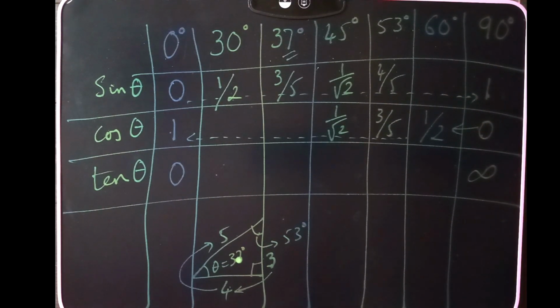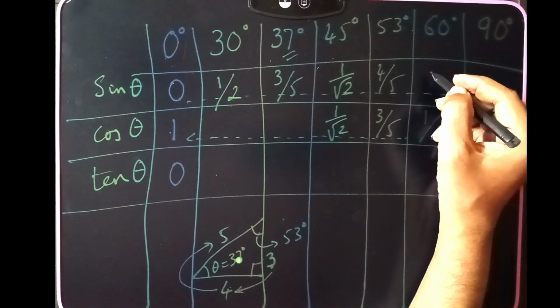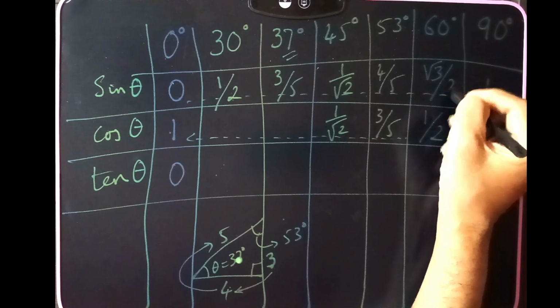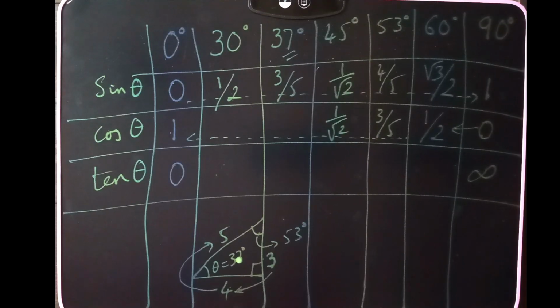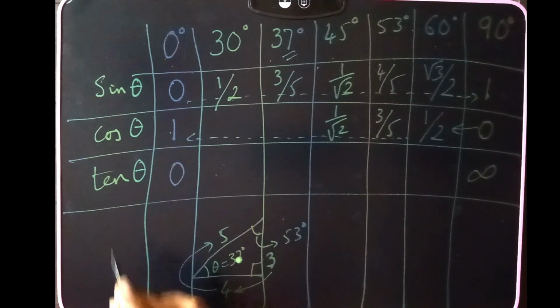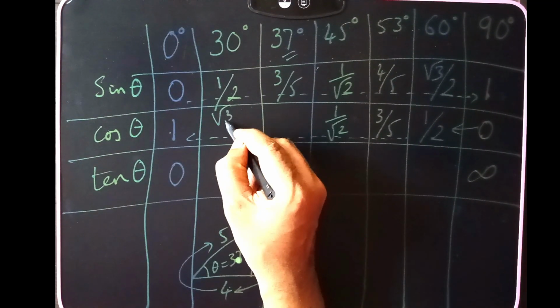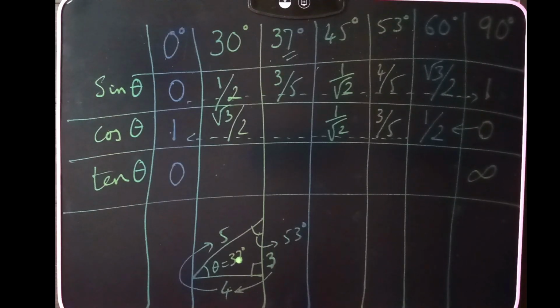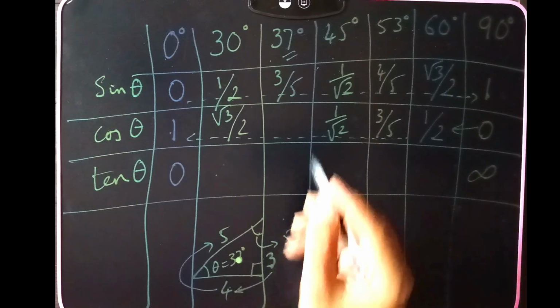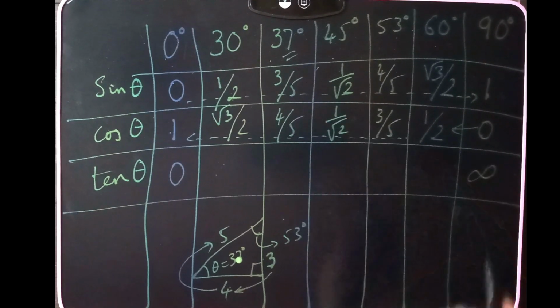Sine of 60 will be, remember there is something called as root 3. You will get root 3 by 2. Okay. So similarly here, cos of 30 will hence be root 3 by 2. Right? Cos of 37 will be 4 by 5.